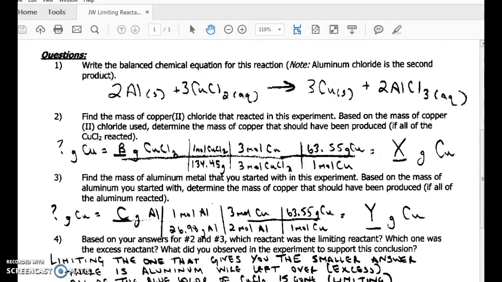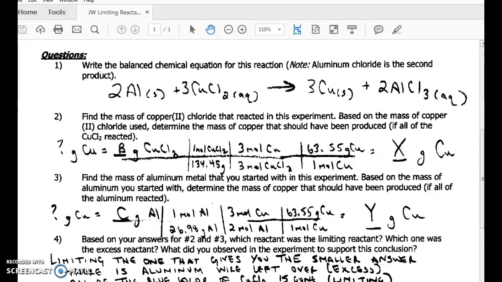Then in number 3, we're using the mass of the aluminum metal that we started with. So in the data table, the mass of the aluminum metal that we started with is letter C. So here I'm saying how many grams of copper should be in the beaker on that last day of the lab if I start with the C grams of aluminum and use it all up.